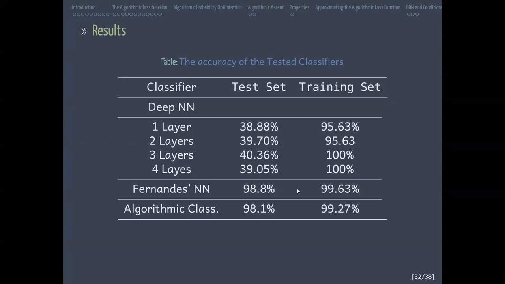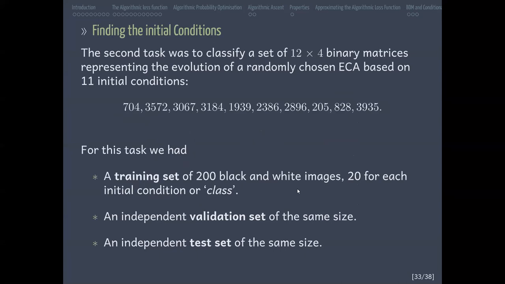Okay. Now our next problem is a much harder one. We have a set of 12 by 4 binary matrices representing the evolution of a randomly chosen cellular automaton based on 11 initial conditions. These are the 11 initial conditions. So in this case, we have a binary matrix, but instead of trying to find the underlying cellular automaton, we want to find the underlying initial conditions. And the cellular automaton is random for all the samples. This problem is much harder to solve.